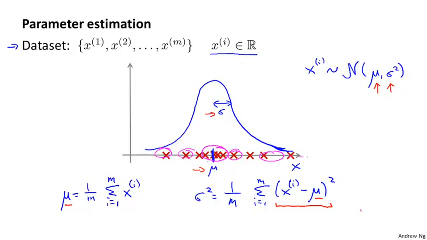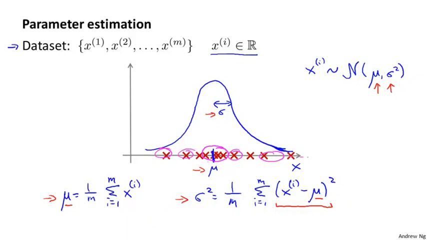And as a side comment, only for those of you that are experts in statistics, if you've heard of maximum likelihood estimation, then these estimates are actually the maximum likelihood estimates of the parameters mu and sigma squared. But if you haven't heard of that before, don't worry about it. All you need to know is that these are the two standard formulas for how you try to figure out what mu and sigma squared are, given a data set.